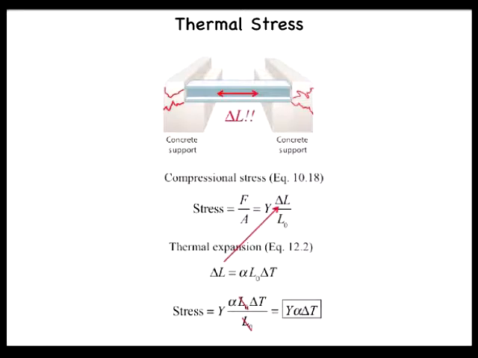Since Young's modulus for steel is 2 times 10 to the 11 newtons per meter squared, and alpha equals 12 times 10 to the minus 6 inverse Celsius degrees, the product Y times alpha equals 2.4 times 10 to the 6 newtons per meter squared per Celsius degree, a relatively large value that can lead to enormous stresses. This is why great care must be taken in accounting for thermal expansion when designing buildings and bridges.